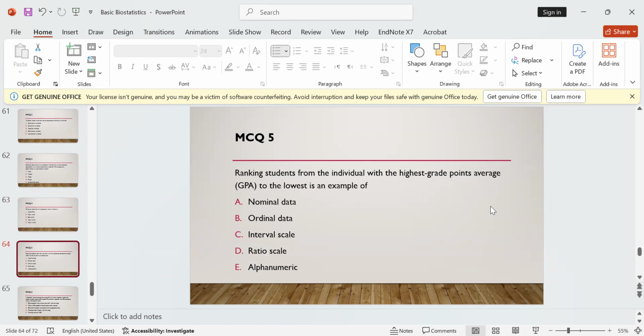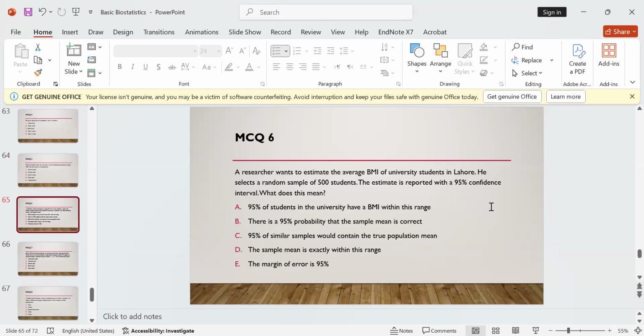MCQ number 5. Ranking students from the individual with the highest grade point average to the lowest is an example of: A. Nominal data, B. Ordinal data, C. Interval scale, D. Ratio scale, or E. Alphanumeric. The answer is B, ordinal data.